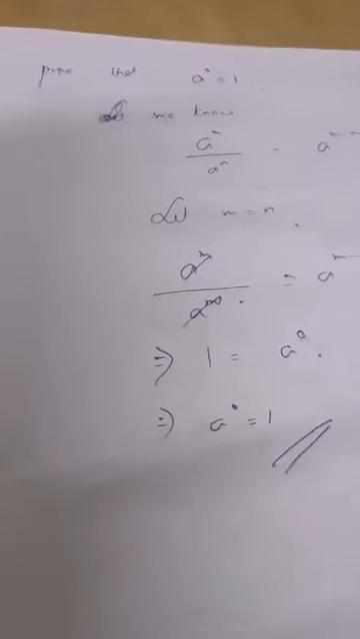Now we'll do some sums of indices. So first sum of indices. Question number 1. Find the value of (16 to the power minus 1 by 5) whole thing to the power 5 by 2.